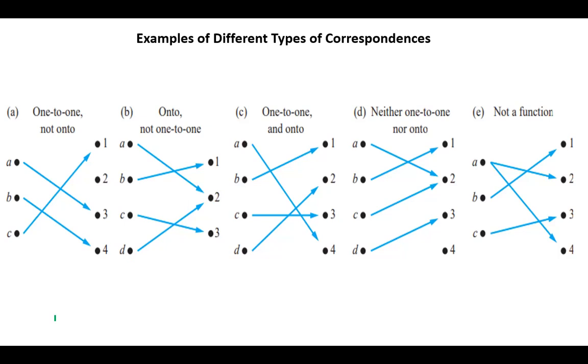In the third example, we have a one-to-one and into function. All the elements in B are used, and each element in the domain maps to a single element in the codomain. In example 4, the function is neither one-to-one nor onto. Both A and C map to the same element in the codomain, so not one-to-one, and the element 4 in the codomain is not used, so not onto. In example 5, this is not a function, since the element A maps to 2 elements in B.